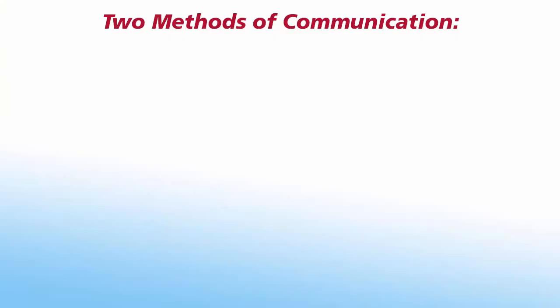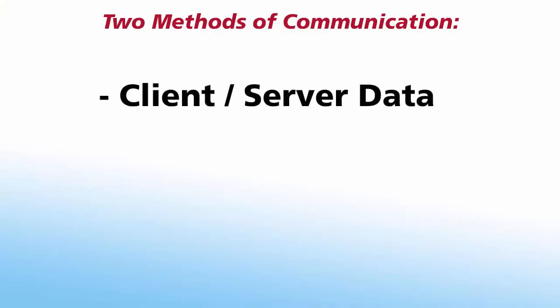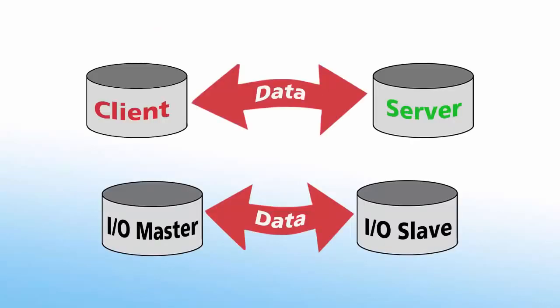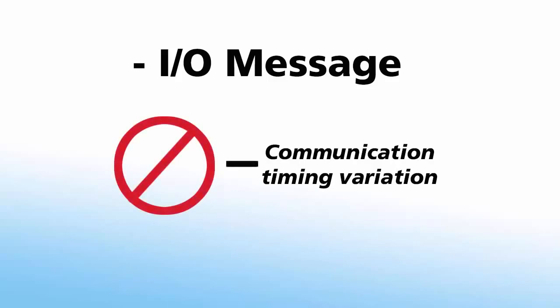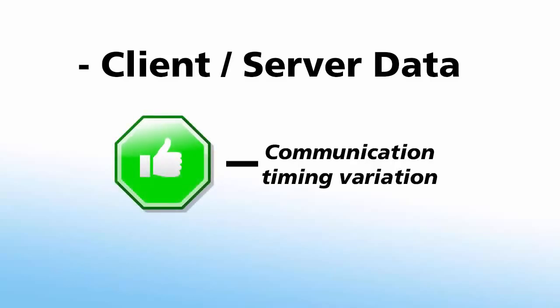Most industrial automation protocols have two methods of communication. There's client-server data communications and input-output message communications. Each of these methods has its own properties and characteristics that make them suitable for different applications. Both are used to read and write data between devices. I/O messaging is used when communication timing variations are not acceptable. Client-server data communications are used when some variation in communications is tolerable.